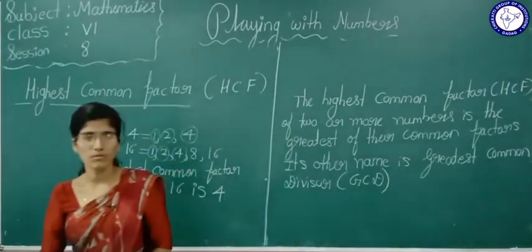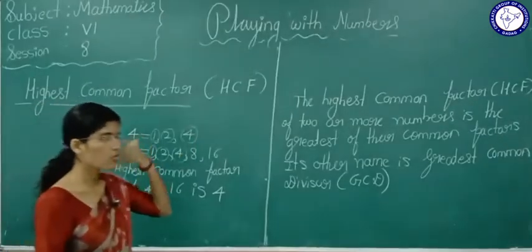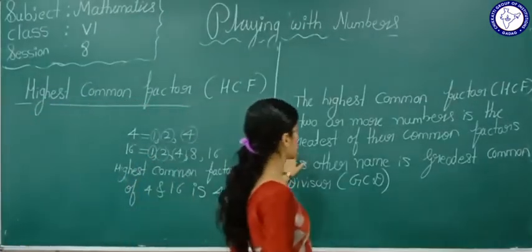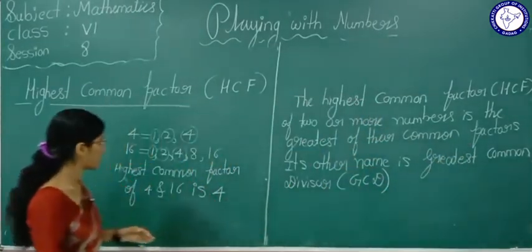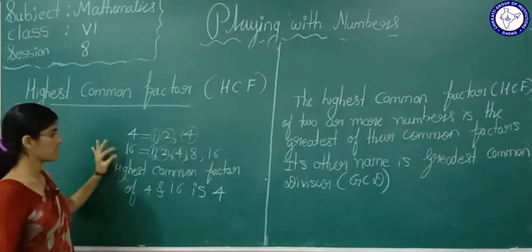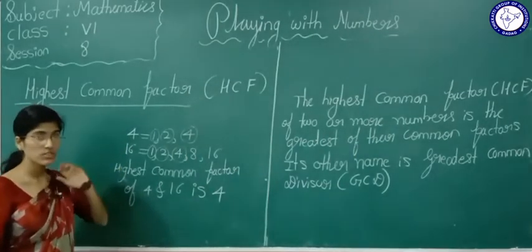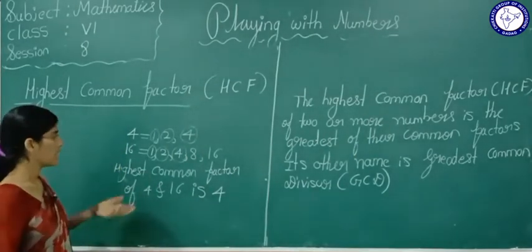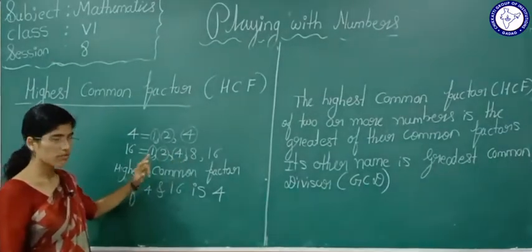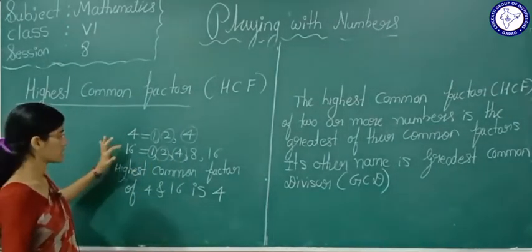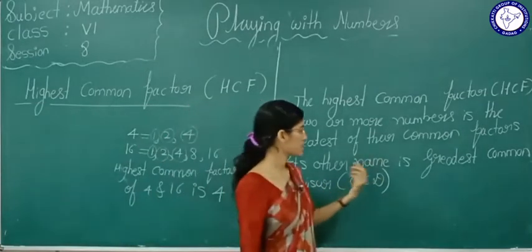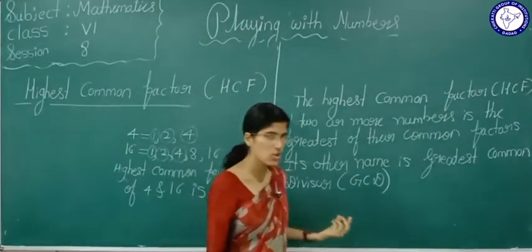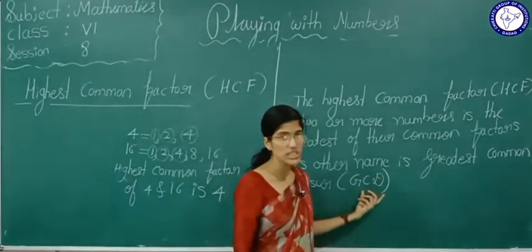Now we come to know what the HCF is. The highest common factor of 2 or more numbers is the greatest of their common factors. I gave an example here: 4 and 16, which is the greatest common factor? It is nothing but 4. The HCF of 4 and 16 is 4. Its other name is greatest common divisor, or in short GCD.